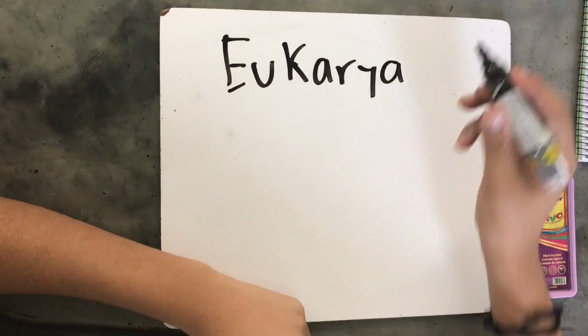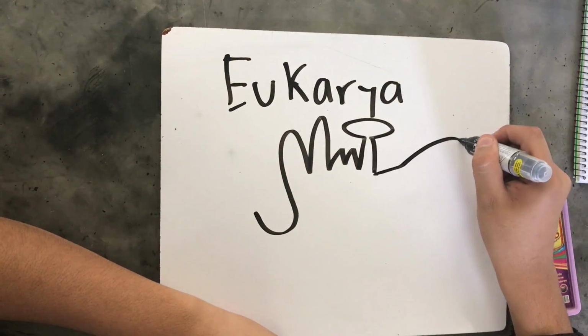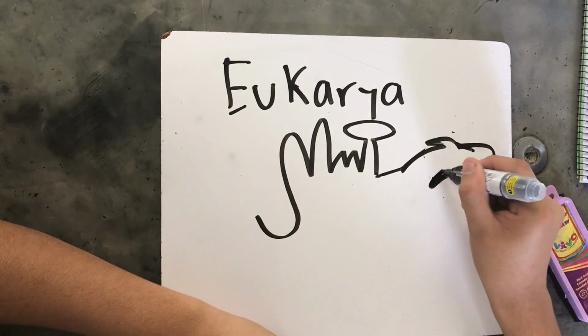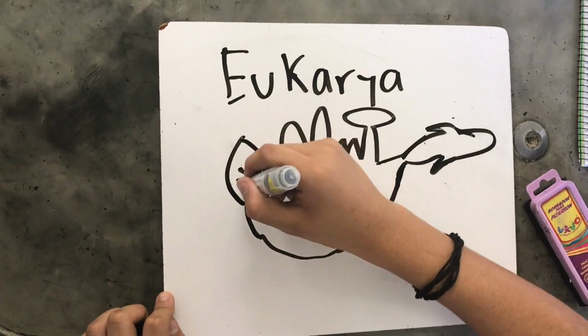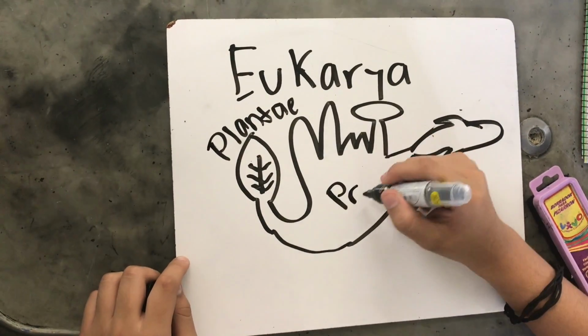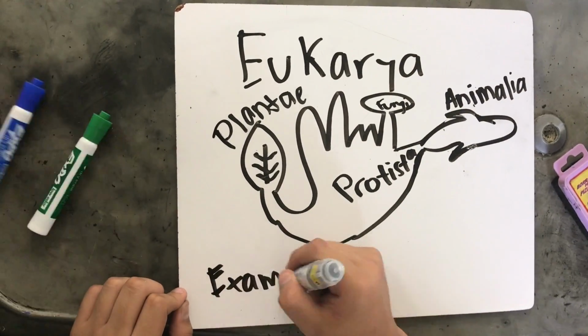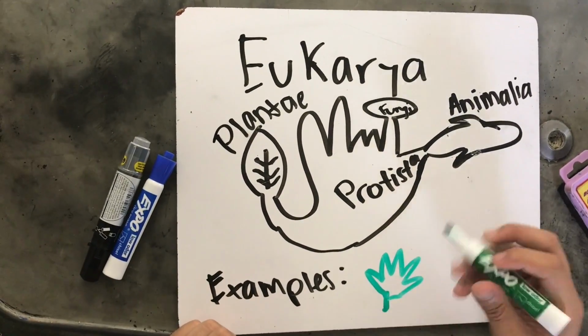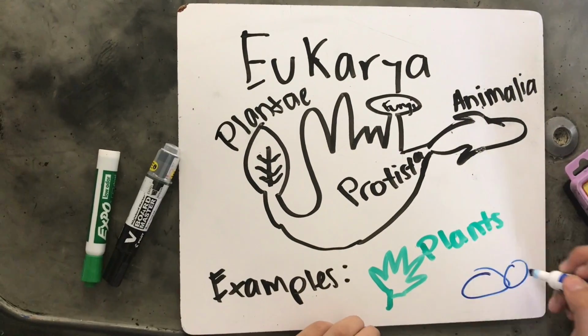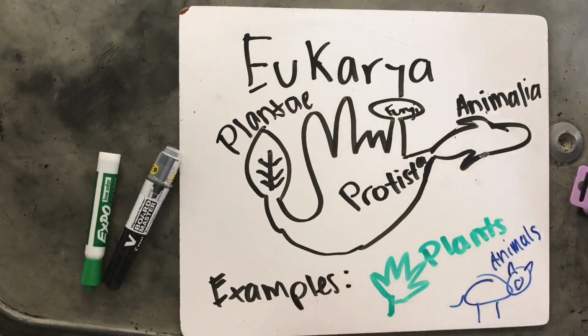Eukarya. This domain has a cell membrane and consists of four kingdoms: Plantae, Animalia, Fungi, and Protists. What makes this domain unique is that they have cells containing a nucleus and a membrane. They contain organelles surrounded by the nucleus. They reproduce by mitosis and meiosis. Some examples are plants and animals.